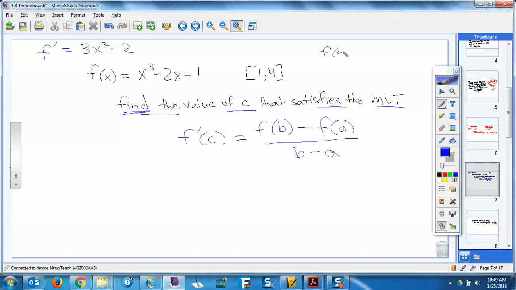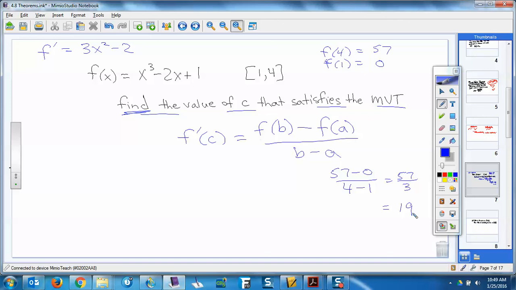So I need to know f of 4. That would be 4 cubed is 64 minus 8. That'd be 56. Plus 1, that'd be 57. And f of 1, what's f of 1? 1 minus 2 is negative 1 plus 1, that's 0. So the slope between the endpoints would be 57 divided by 3, which would be 19. So the slope between the endpoints is 19.